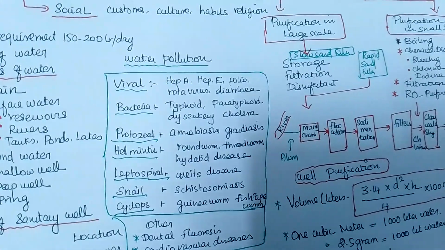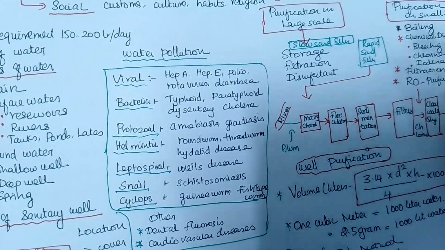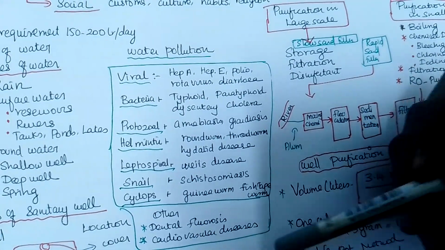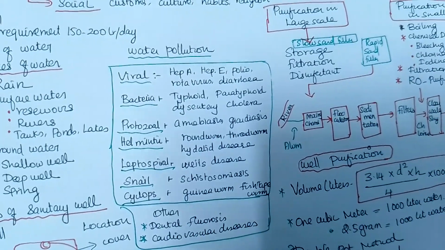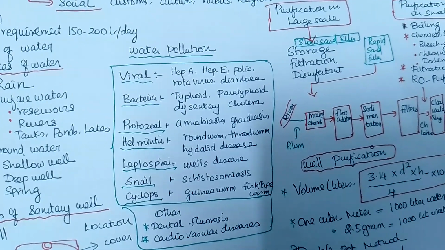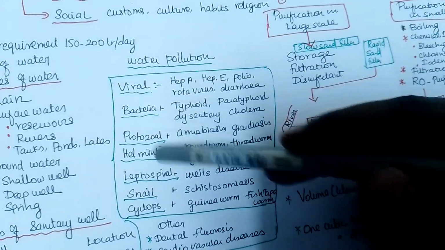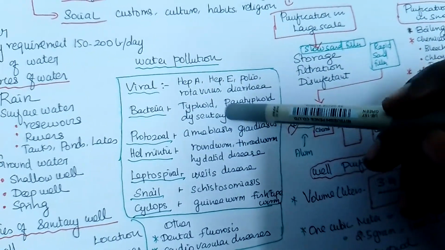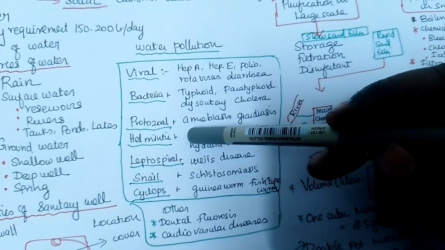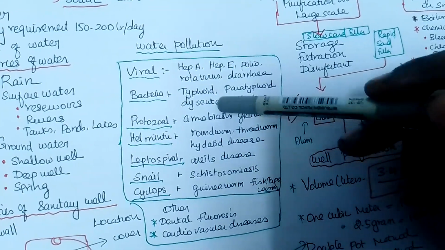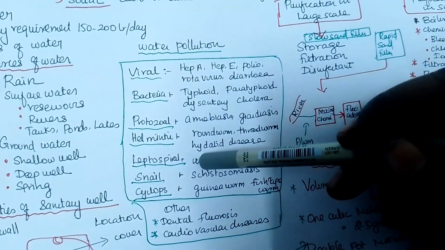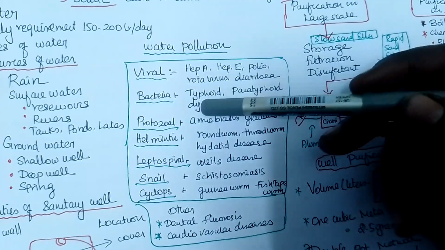What about other diseases? If the fluorine content is very high, that causes fluorosis. If the sodium content is very high, you will develop cardiac diseases. So these are all water pollution, water polluted by bacteria, polluted by viruses, polluted by the people. So how will we prevent this?